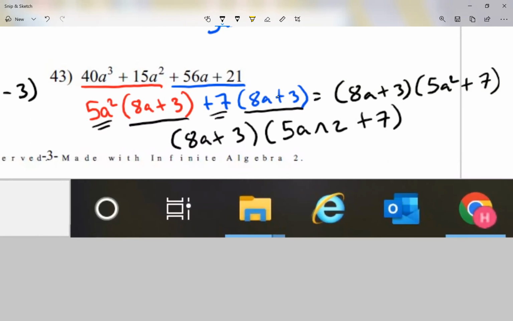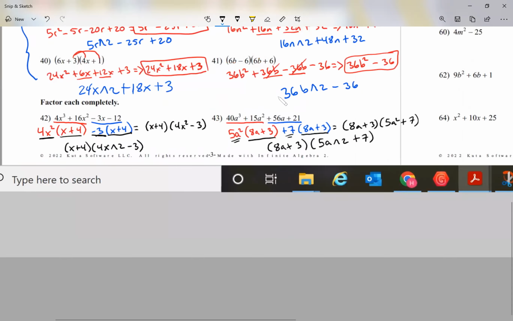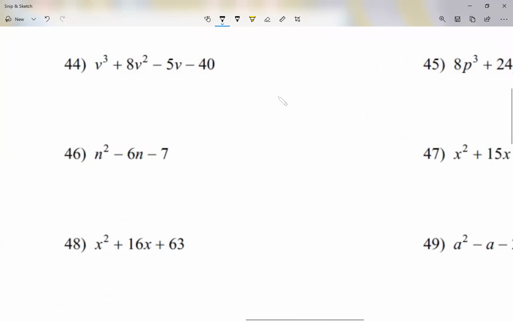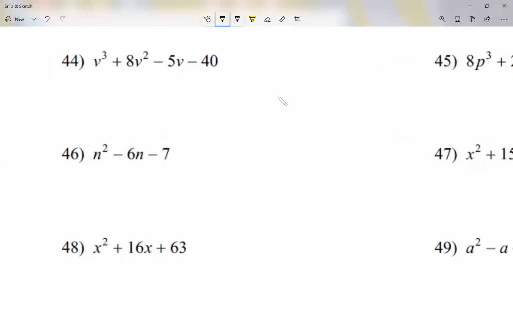And again, the order of the parentheses, if you're going to write 5a squared plus 7 first, you're fine. The order of the parentheses does not matter. All right, let's take a look at another example when we have 4 terms. Looking at the first 2 only. Number-wise, nothing I'm going to do.